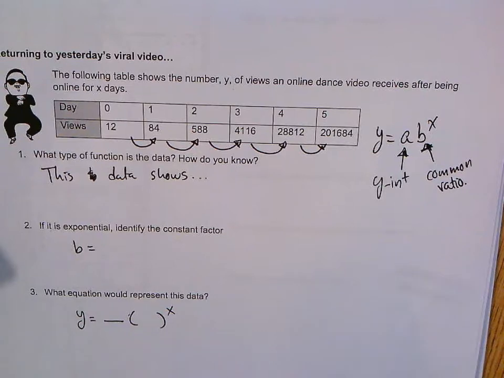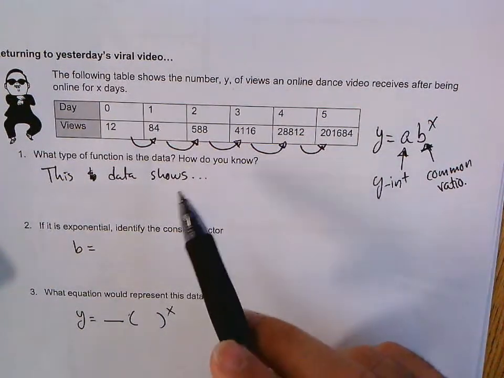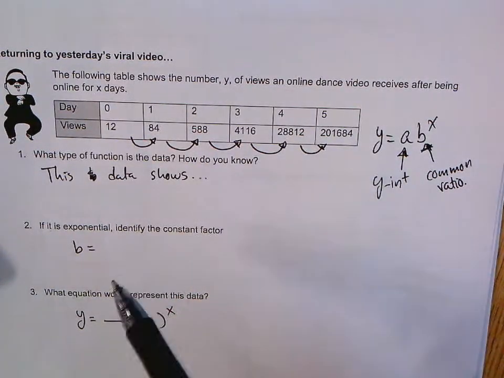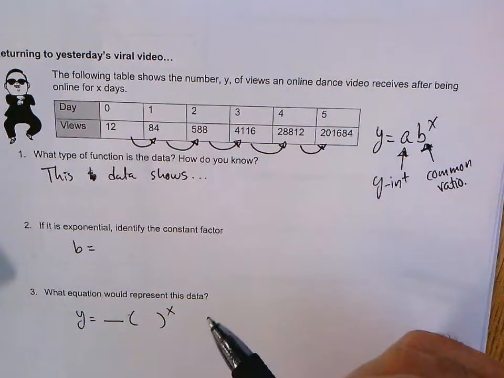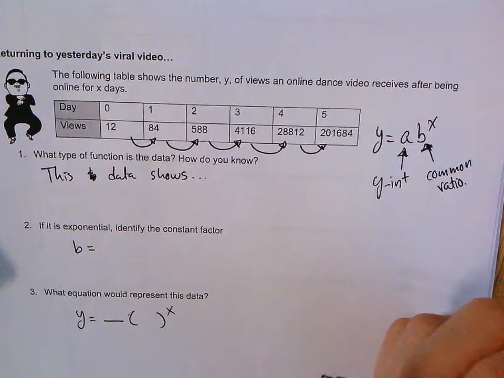Well, on the previous video, we learned that if we have a constant rate of change, then our data will be linear. That means that it behaves like a line. But if we have a common ratio, then our data is behaving exponentially, which means it is non-linear.